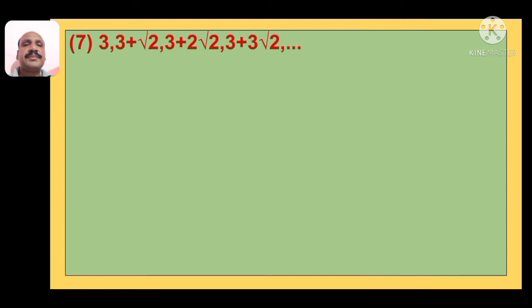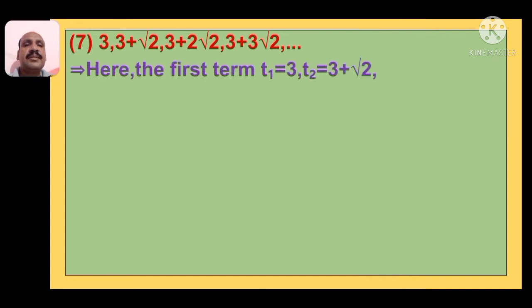Now next example, 7th. The sequence is 3, 3 plus root 2, 3 plus 2 root 2, 3 plus 3 root 2, and so on. Now solution. Here the first term T1 is equal to 3, T2 is equal to 3 plus root 2, T3 is equal to 3 plus 2 root 2, T4 is equal to 3 plus 3 root 2, and so on. Now we'll find the difference between two consecutive terms.